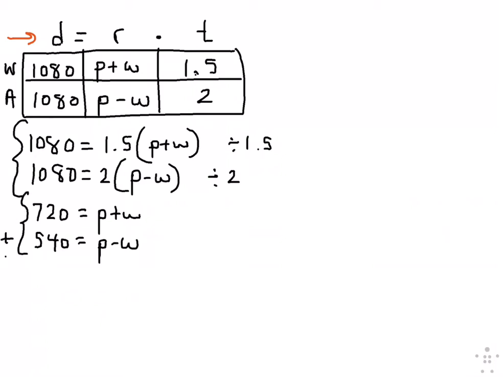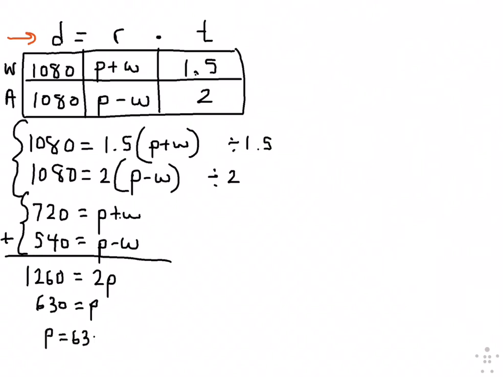So once again, we could use elimination, right? So 540 plus 720 is 1,260. P plus P is 2P, and the W's cancel out. And then we divide both sides by 2, and we get 630 equals P, so P equals 630.